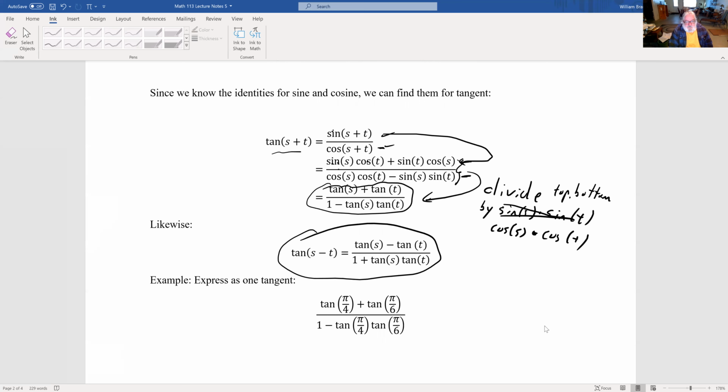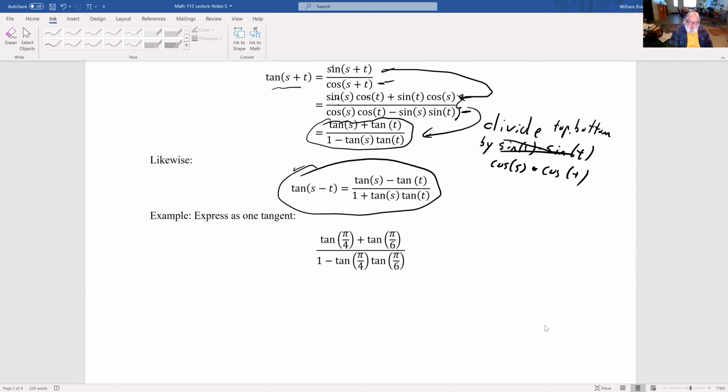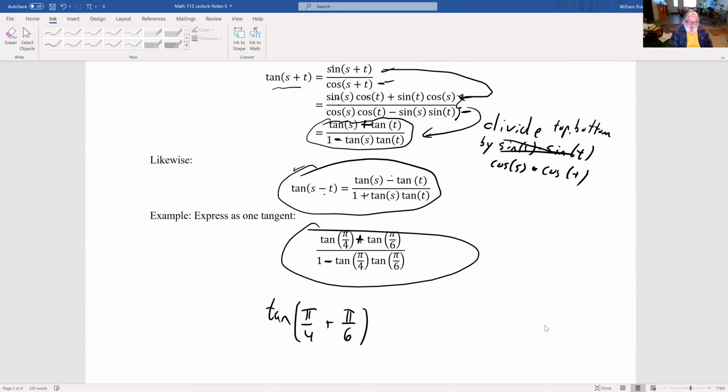The tangent addition and subtraction formulas don't come up that often, but they're useful to think about. So what is the tangent that we're looking at here? Well, I've got a plus and I've got a minus. So plus and minus, that's this formula, right? Minus on the top, plus on the bottom is the difference. So this should be a tangent of something plus something, and the two angles I have are pi over 4 plus pi over 6, right? And that gives me tangent of 5 pi over 12, whatever that happens to be. And so we can express that as one tangent.